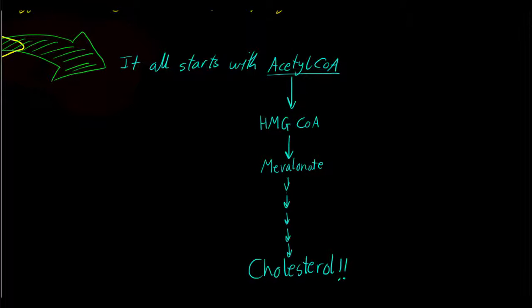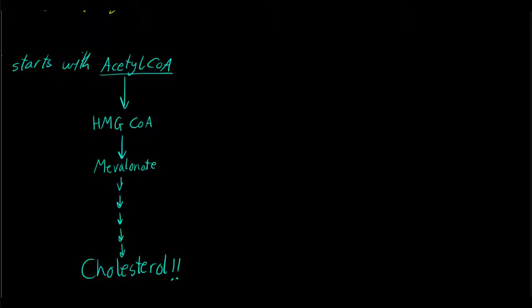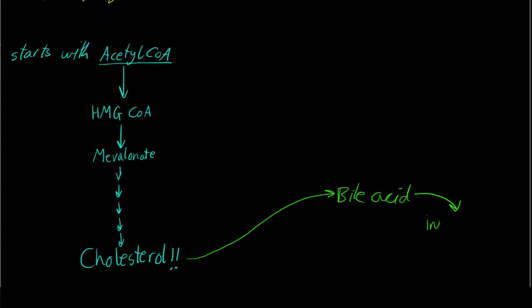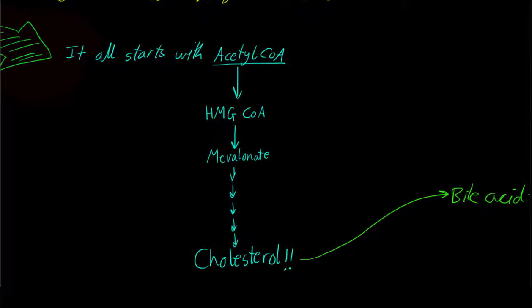So at the end of this huge pathway, you get cholesterol production, and then the cholesterol is eliminated primarily by conversion into bile acids. We don't need to go into what all of that is. Just suffice to know that bile acids are involved in digestion and so on. So one way that cholesterol is eliminated from the body is that it gets converted into bile acid. It gets into the intestine and we poop it out. That's just one way that cholesterol is eliminated.